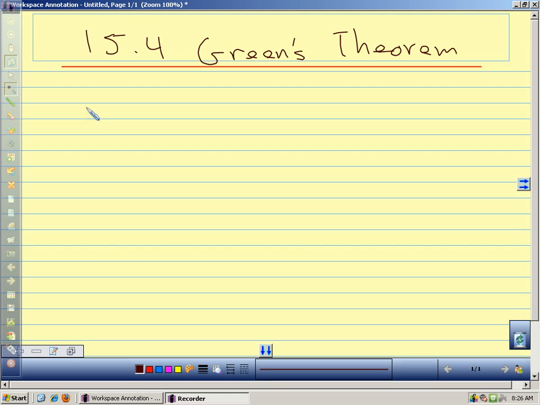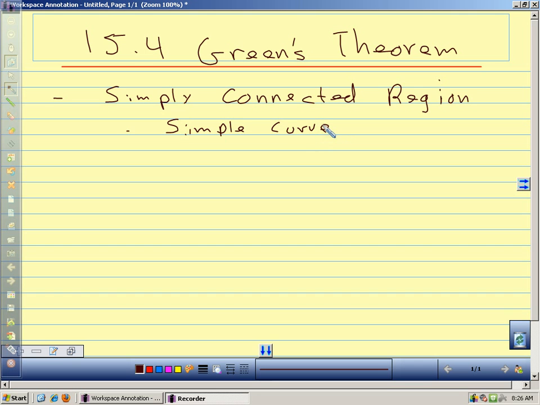So for Green's theorem, we need to define a couple of terms. Green's theorem applies to what we call a simply connected region. So we need a few things for what we mean by a simply connected region, and we'll have several parts to this. So a simple curve doesn't intersect itself except at its endpoints. And these terms will come up a lot when we talk about Green's theorem and as we go forward with what we're talking about in this chapter.